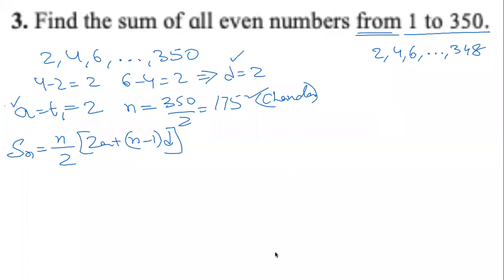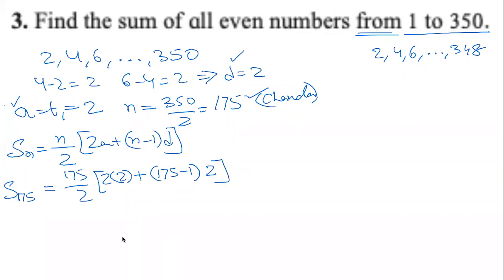If we just put the values of A, N, and D in the equation, so now we are trying to find S175. Right? So it is 175 by 2. 2 into A is 2. Again, N is 175, so 175 minus 1. And D is 2. Everyone should write this step, right? Once we know the formula and once we know the values of A, N, and D, everyone should be able to answer this. Write this first step.